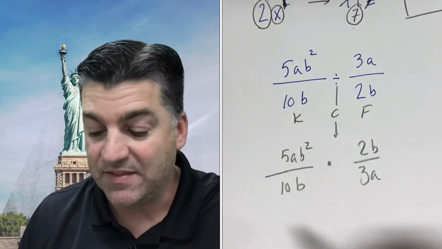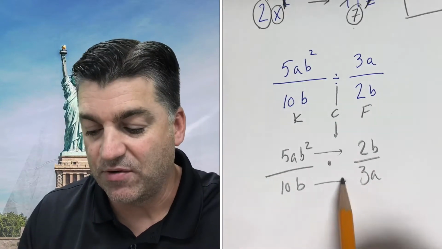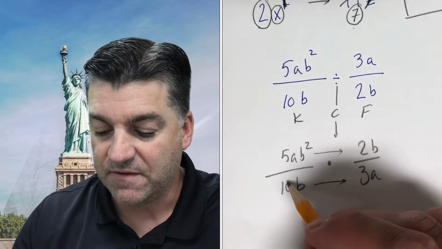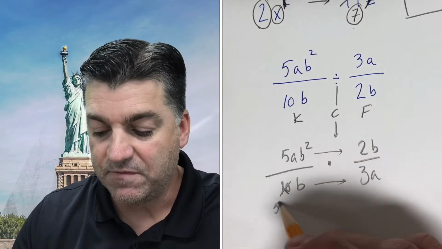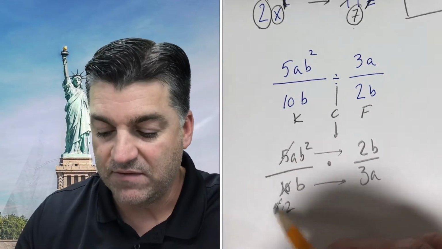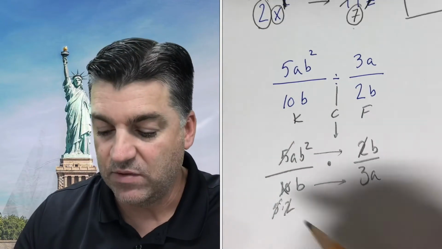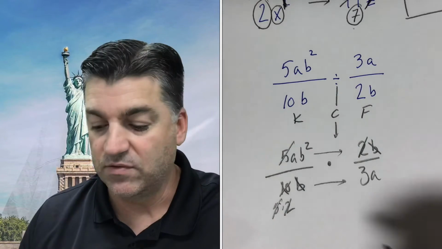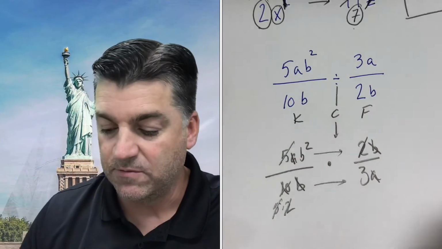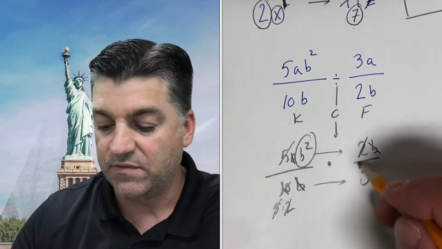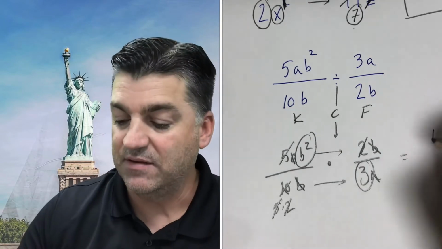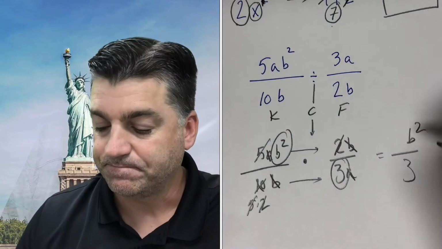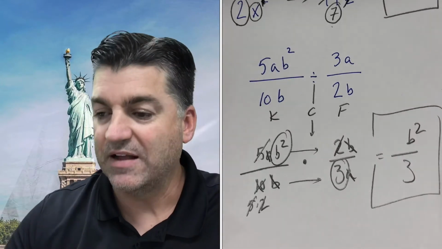So now that I've done that, now I can multiply straight across, and I can cross cancel stuff. Notice this 10 is made up of 5 times 2, right? So this 5 cancels that 5, and that 2 cancels that 2. How many b's cancel? So we got a b that cancels there, and all the a's cancel. So we have a b squared left over and a 3 left over, and that's it. B squared over 3.